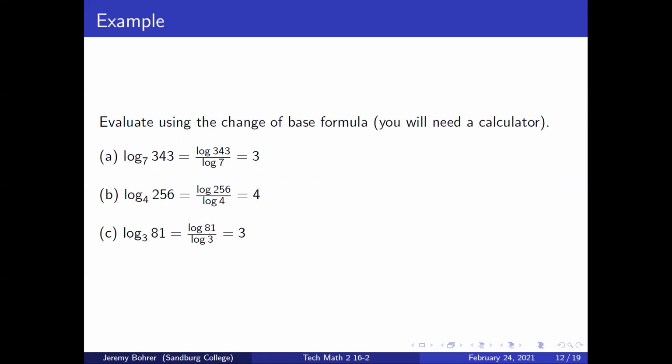Log base 7 of 343 is log of 343 over log of 7, which is 3. Log base 4 of 256 is the log of 256 over the log of 4, which is 4. Log base 3 of 81 is log of 81 over log of 3, which is 3. I'm sorry, that should be 4. That should not be 3, it should be 4.